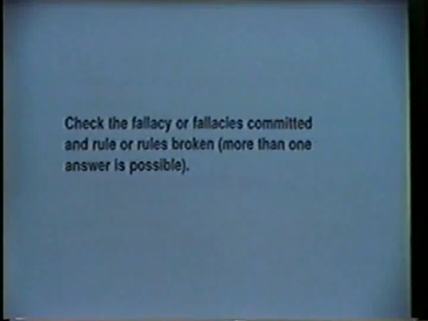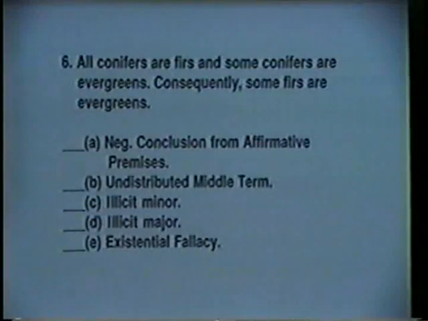Our last three questions have to do with the formal fallacies that it's possible to commit with categorical syllogisms. So we need to check to see which of the rules, the 5 rules concerning these fallacies, has been broken. All conifers are firs and some conifers are evergreens. Consequently, some firs are evergreens. Now, because more than one answer is possible here, you will need to check each one of the possibilities to make sure that that fallacy is not committed.